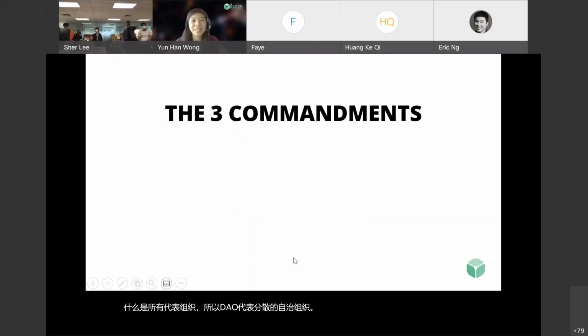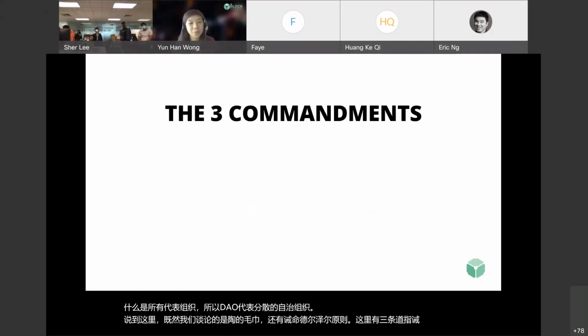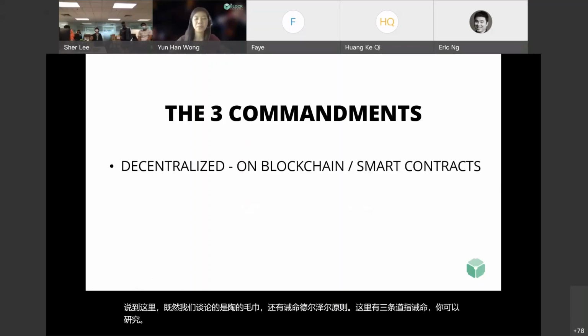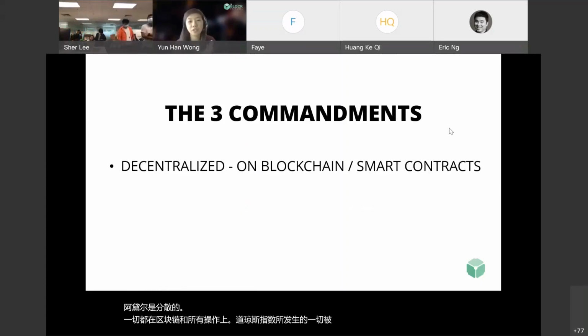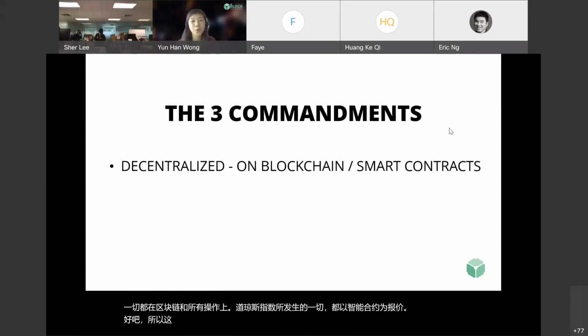And with this, since we are talking about the DAO, there are also commandments, there are also principles. And here are 3 commandments of DAO that you can look into. First, a DAO is decentralized. Everything is on a blockchain, and all the actions, everything that happened in this DAO is coded on smart contract. All right, so this is one key point of a DAO.